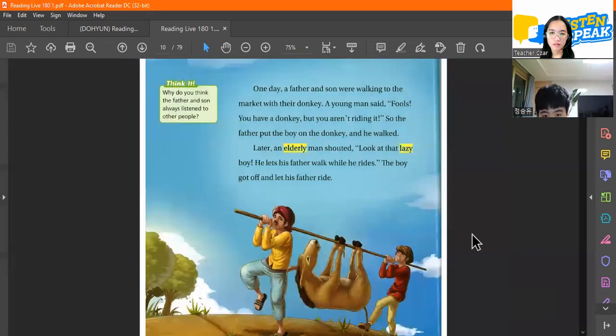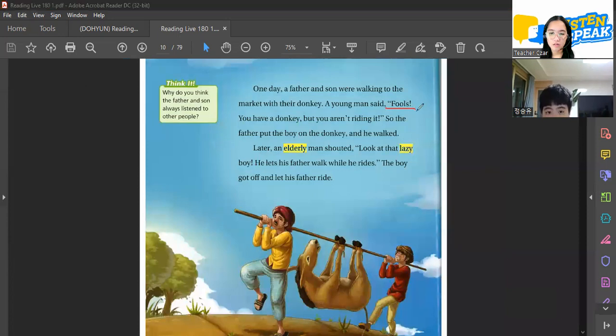A young man said, "Fools, you have a donkey, but you aren't riding it." So the potter put the boy on the donkey. He walked. Later an elderly man shouted, "Look at that lazy boy. He lets his father walk while he rides." The boy got off and let his father ride.